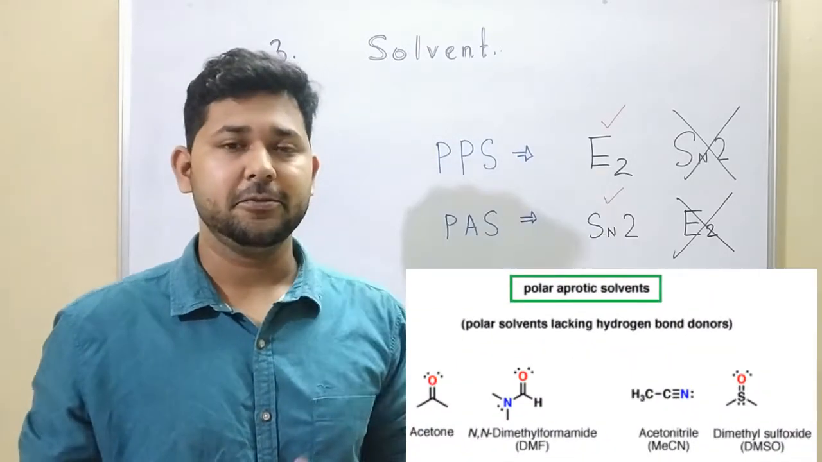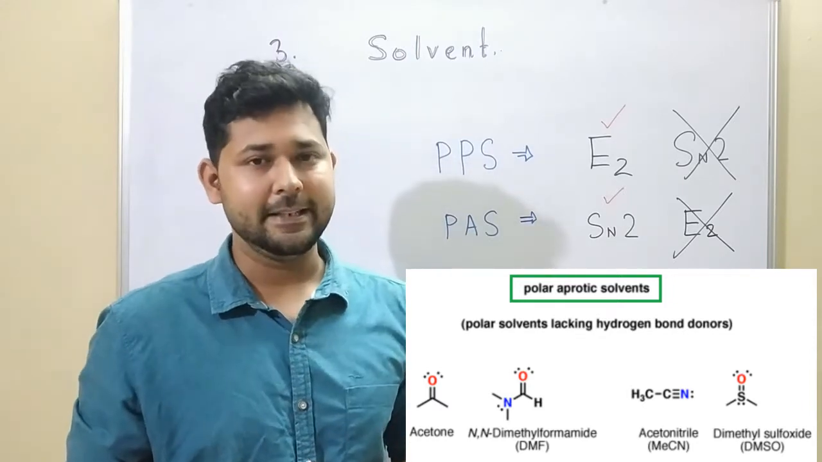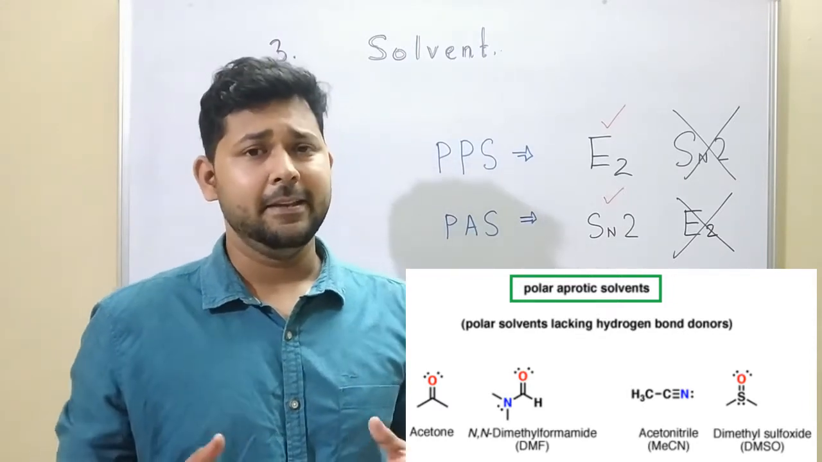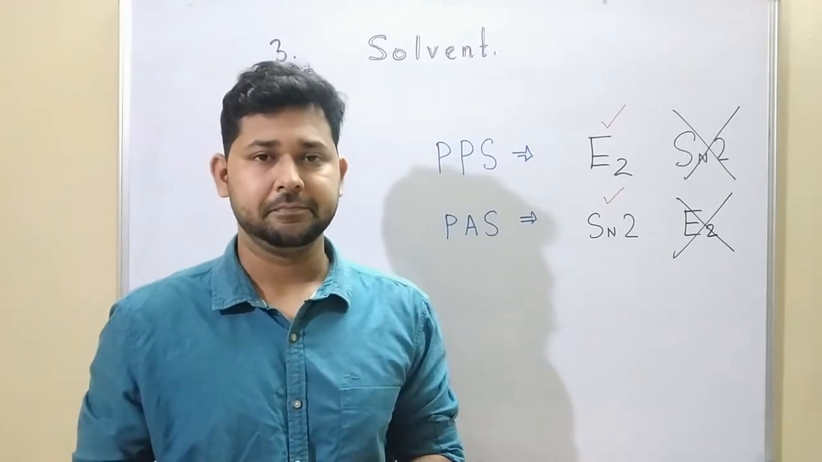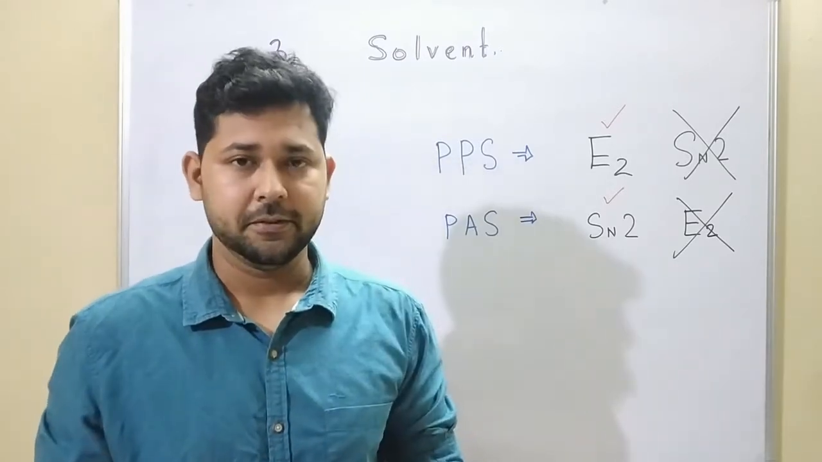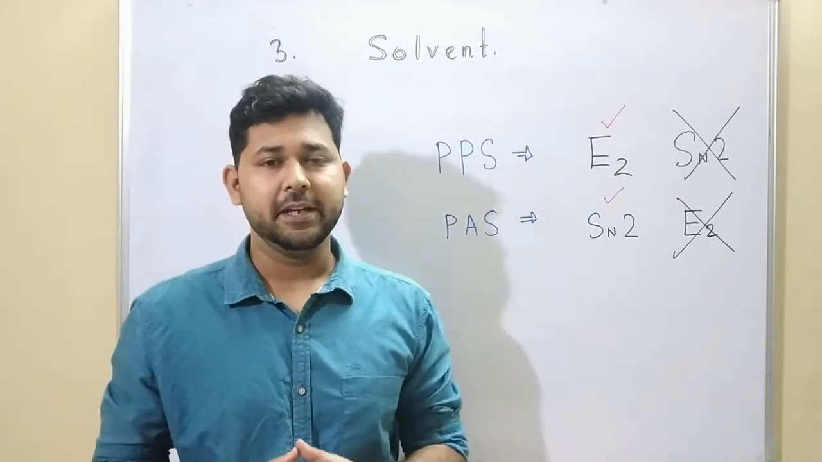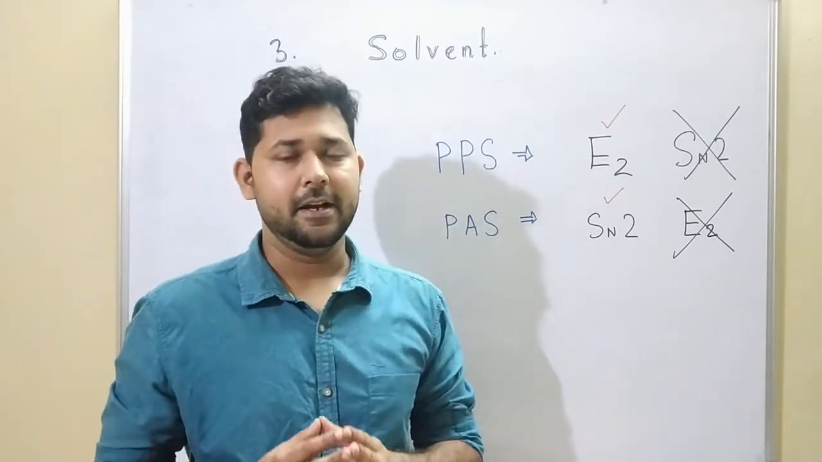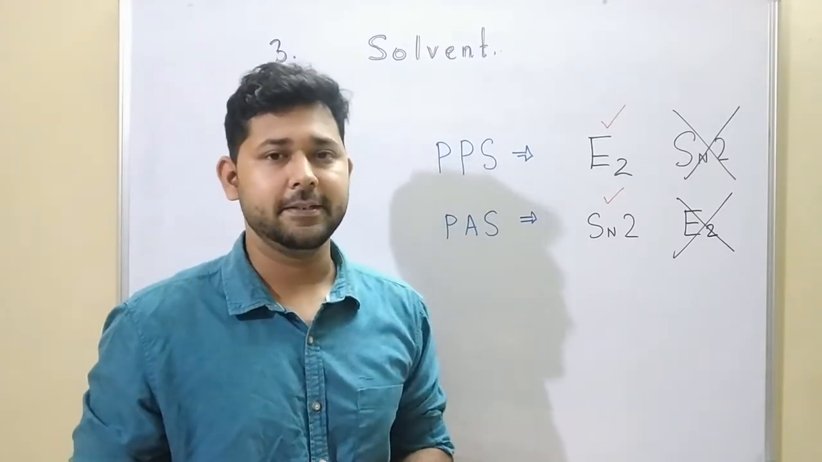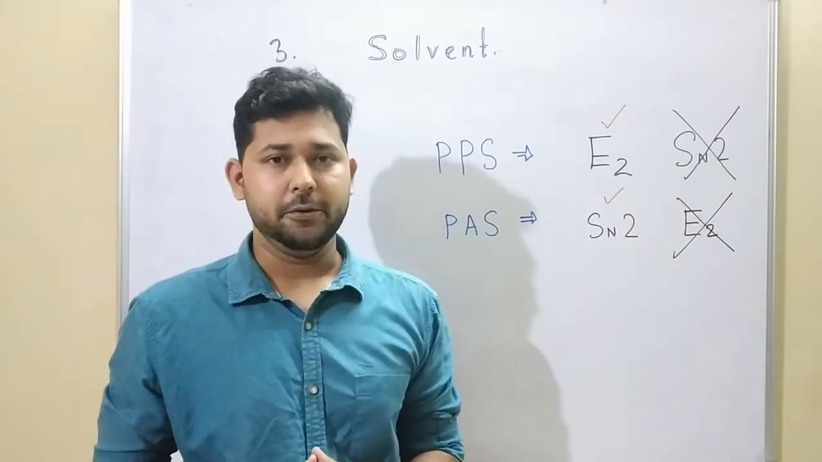The other type is polar aprotic solvent. Here in this picture, you can see a few examples of them, like acetone, DMSO, etc. Well, what is the point? The point is, with PPS, polar protic solvent, if you are going to use these solvents, then E2 elimination will be preferred rather than SN2.